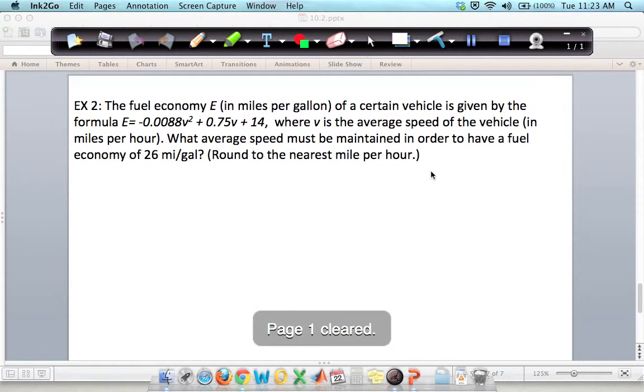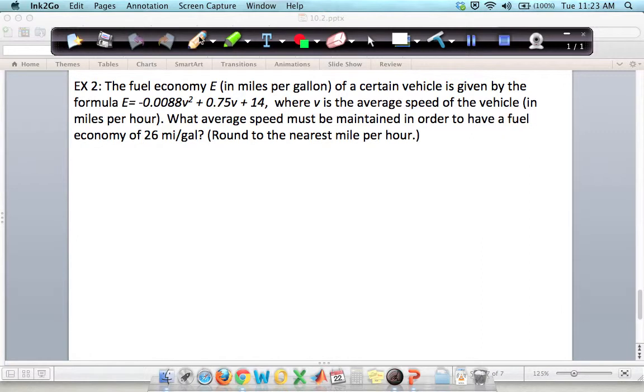Okay, let's look at another example. The fuel economy in miles per gallon of a certain vehicle is given by this formula, where V is the average speed of the vehicle. What average speed, so we want to know V, must be maintained in order to have a fuel economy of 26 miles per gallon, round to the nearest mile per hour. So I want my E value to be 26, and then I'm just going to plug this in. Whoops, missed an 8 here.